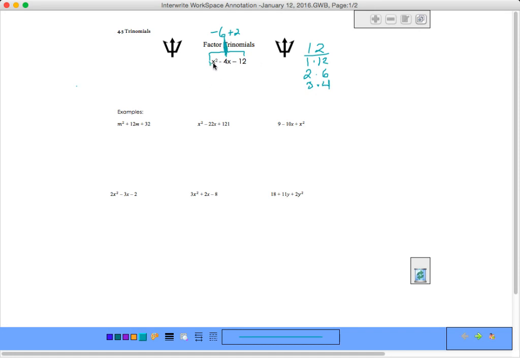Now, whatever is squared here, so we have x squared, we're going to put it at the beginning of both sets of parentheses, because x times x would give me x squared. Then here, I know I need negative 6 and positive 2. And that's it. That's factored completely.